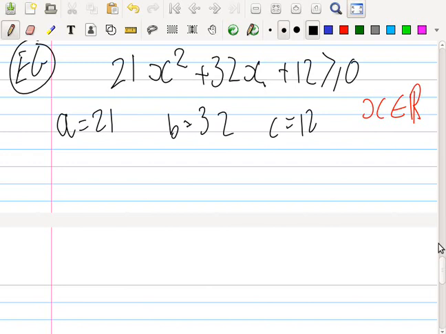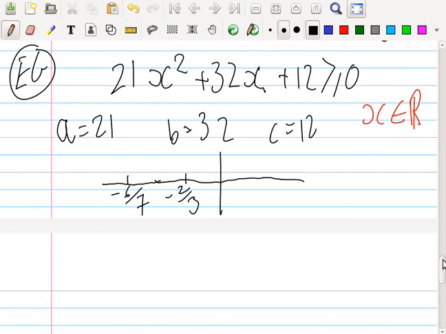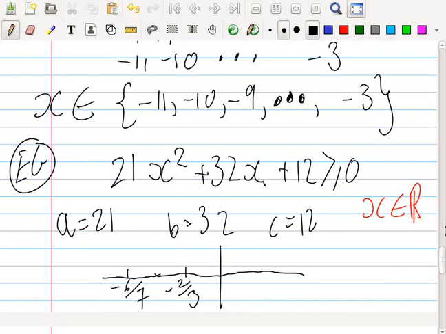So I get two answers. Minus 2 over 3 is my first answer, and minus 6 over 7 is my second answer. Now, what shape will this quadratic be? U or hill? U shape. So there's my 2 points, and I draw the U, and it's like this. Okay?